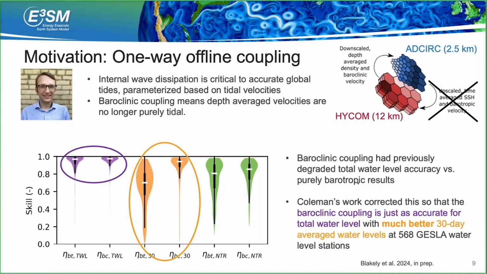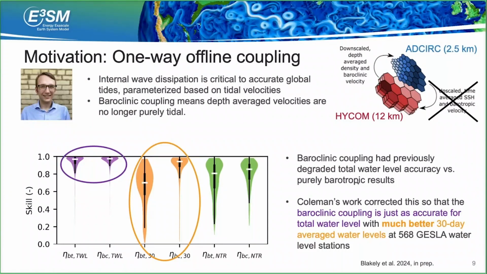Because these internal waves are generated at the tidal frequencies, this dissipation term is often tuned to the tidal frequency for incorporation in barotropic tidal models. When you have this baroclinic coupling, though, your depth average velocities are no longer purely tidal, and you need to do something to filter out the non-tidal contributions in this dissipative term.